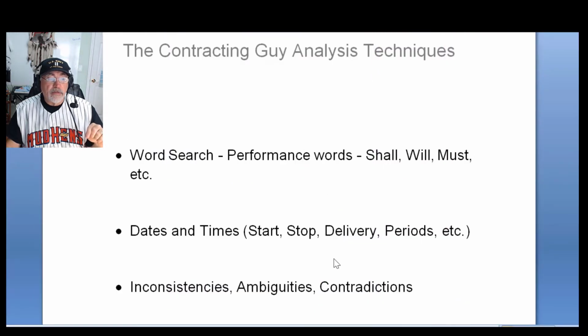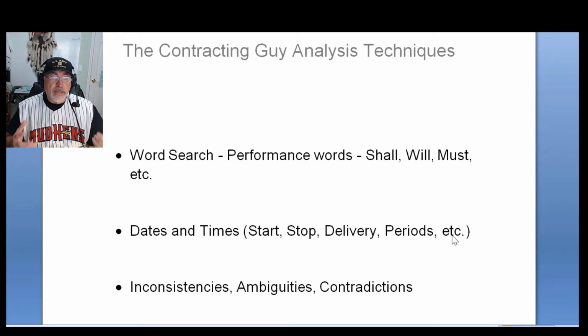The second one, the dates and times. You look for key dates and times that are in the solicitation. Dates to start, dates for stop, dates for delivery, periods such as months, weeks, quarterly, semi-annually, what have you. So you would look for those things that indicate time, and those responsibilities you would have for time. When you look for those, it tells you when you have to do something and what time it has to be done by. When you do that, you have a better understanding of what's going on.